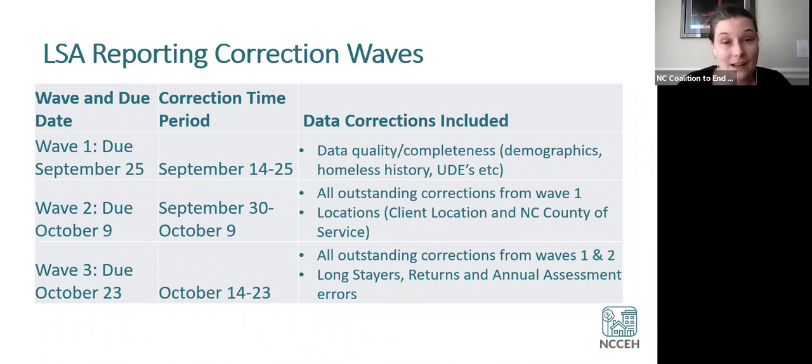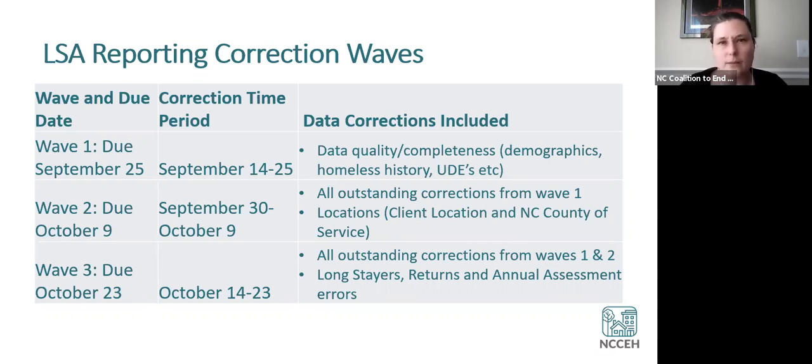All right, so waves, here we've got wave 1 already hopefully done. We've looked at demographics, homeless history, other universal data elements for just some general data quality and completeness for that wave. If anything wasn't able to be looked at, that'll be included in wave 2. You should have already received wave 2 last week as appropriate. And so this will include both the outstanding corrections from wave 1 and location-based corrections. So client location or NC County of Service.